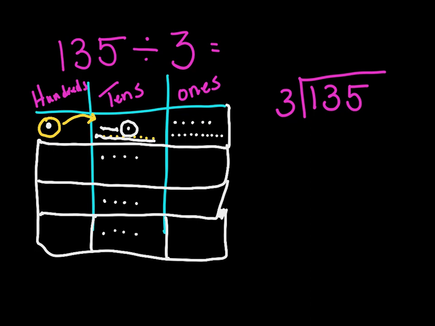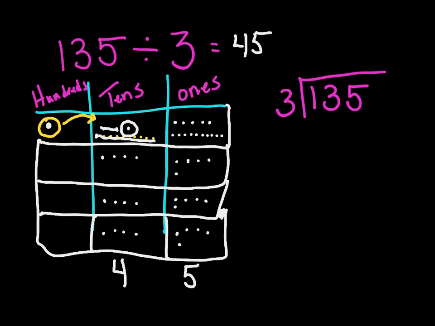And we know that 15 is divisible by 3. So let's split up 15. 1, 2, 3, 4, 5, 6, 7, 8, 9, 10, 11, 12, 13, 14, 15. All right, so now how much do we have in the tens? We've got 4 tens and we have 5 ones. So the quotient to 135 divided by 3 is 45.